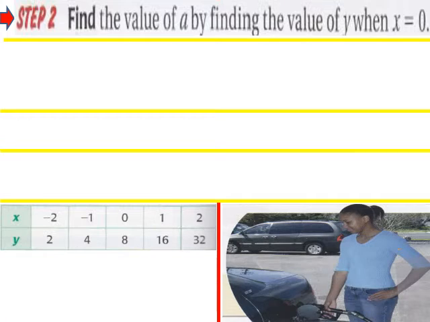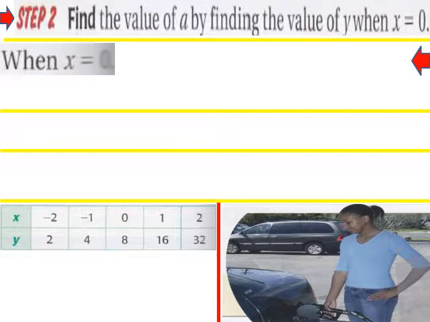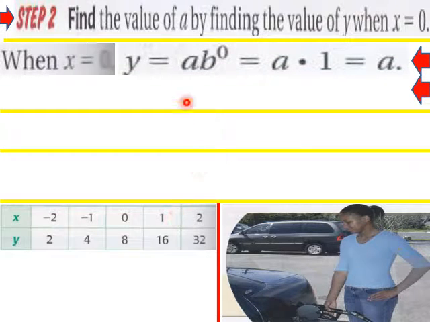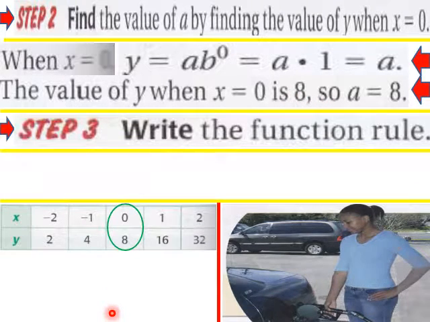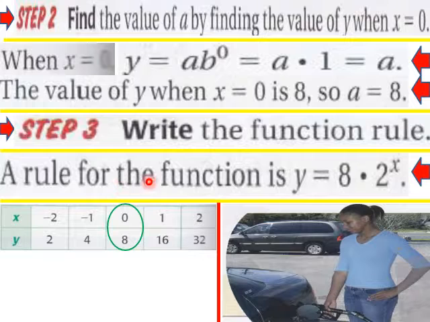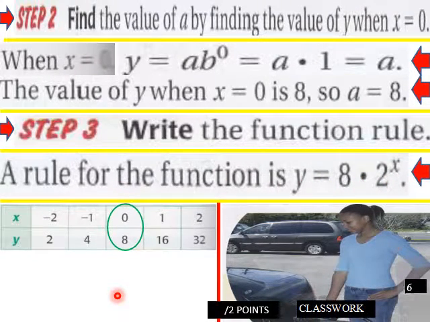Find the value of a by finding the value of y when x equals 0. When x equals 0, ab to the 0 equals 1 times a, which equals a. The value of y when x equals 0 is 8, so a would be 8. A rule for the function is y equals 8 times 2 to the x. That is the rule for this table here: y equals 8 times 2 to the x. We found a here, ab to the 0.